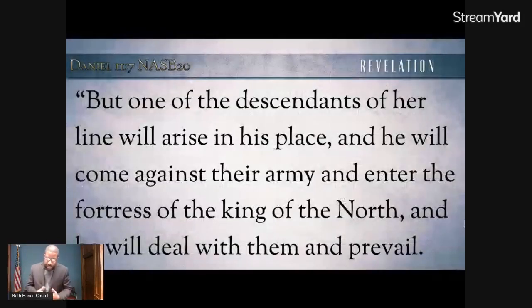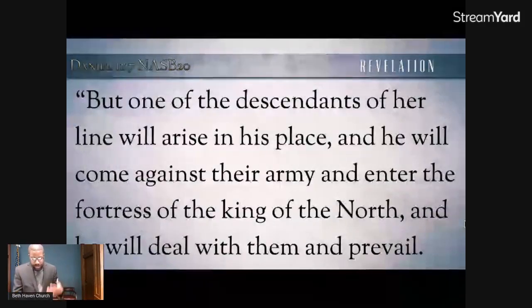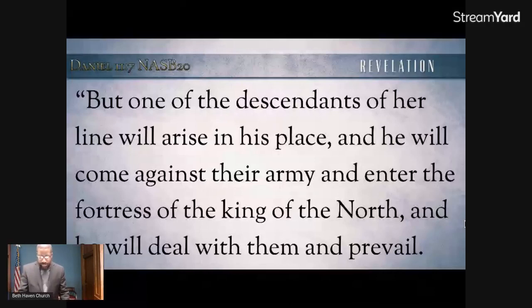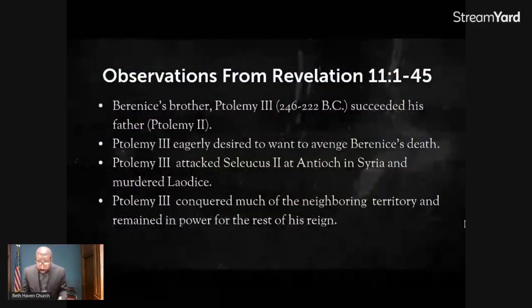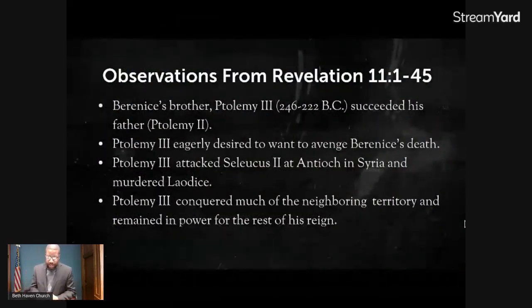But one of the descendants of her line will arise in his place, and he will come against their army and enter the fortress of the king of the north and deal with him and prevail. So Bernice's brother, Ptolemy III, succeeded his father, Ptolemy II. Keeping track so far? So now Ptolemy III is now the king of the south.